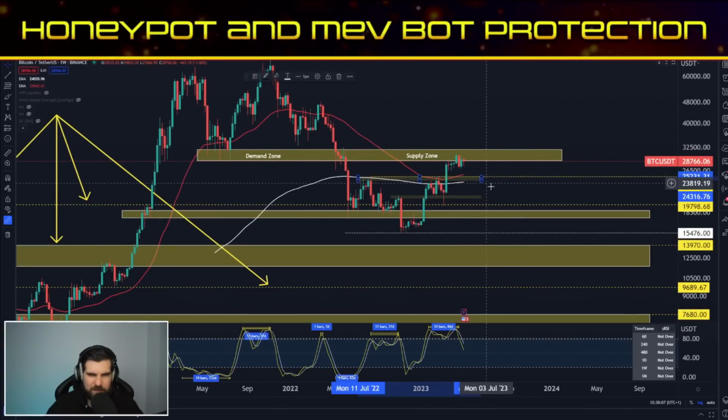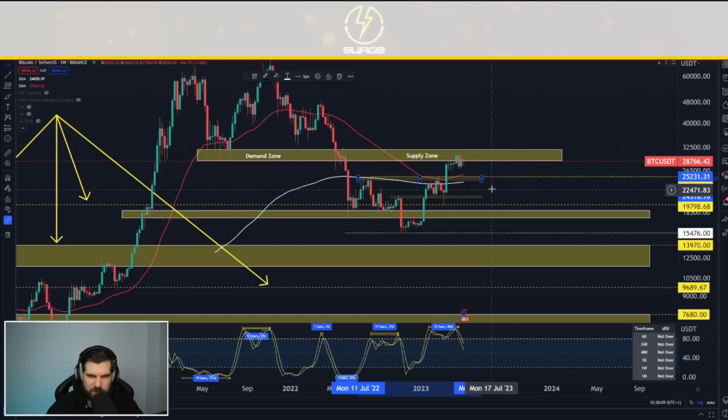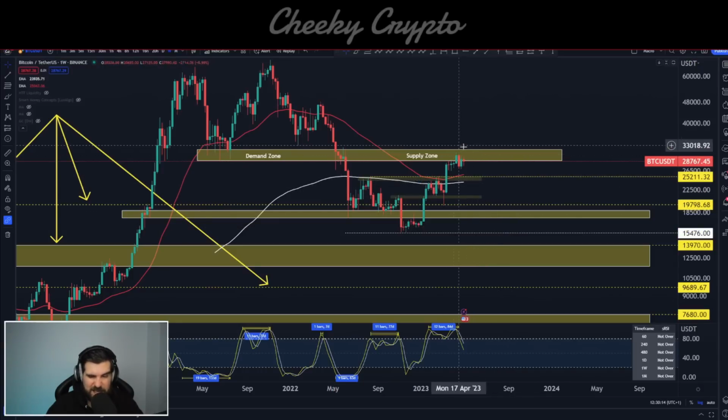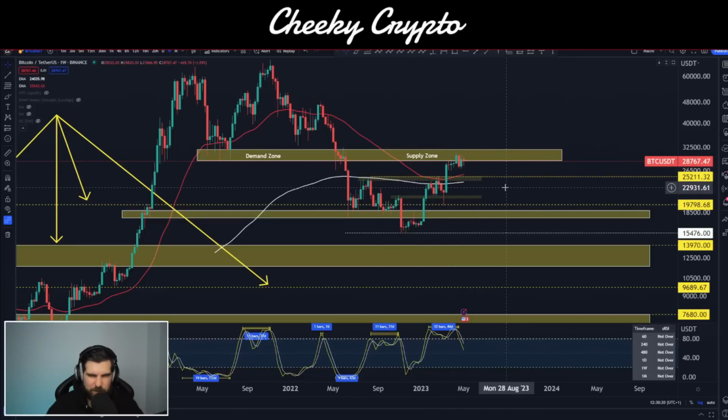Ultimately, we'll probably end up having to come down more towards the 24 to 25K. This is going to line up nicely with our weekly 200 EMA and allow us to find a nice area of previous resistance into support. So that's going to be the next major support level, I think, that we've got here for Bitcoin.